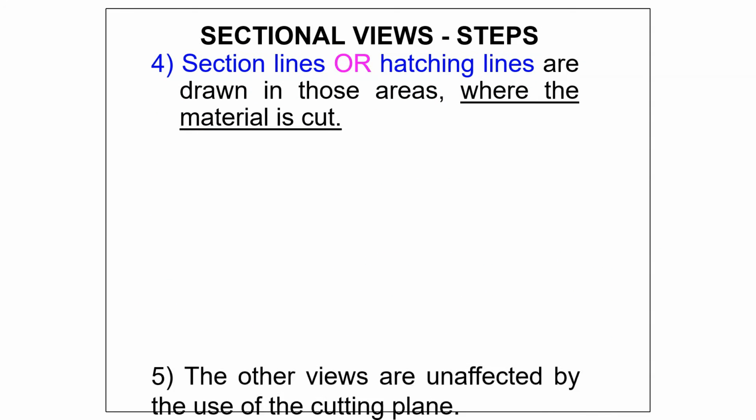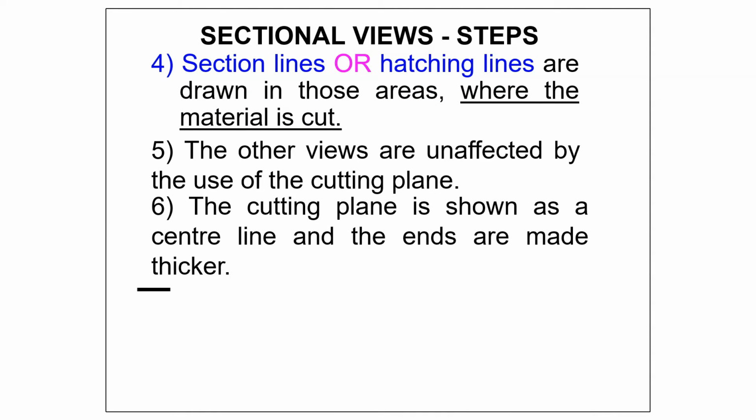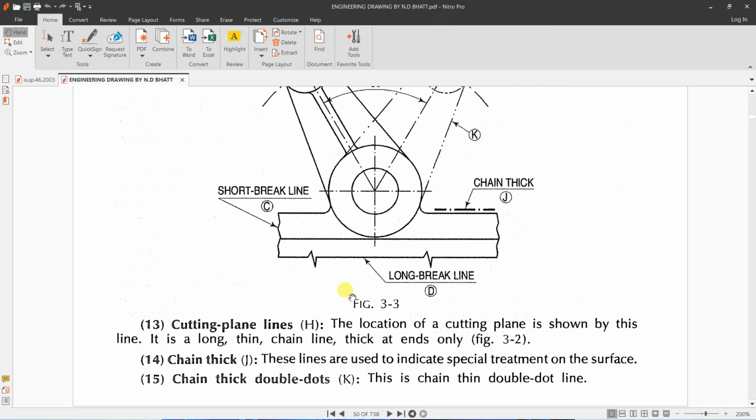Now the cutting plane line is shown over here. The end of the cutting plane line is thicker, whereas in between these two thicker lines we have a center line. So this is how we have to draw the cutting plane line. Here also it has been shown: the location of a cutting plane line is shown by this line. It is a long, thin chain line, thick at the ends only.